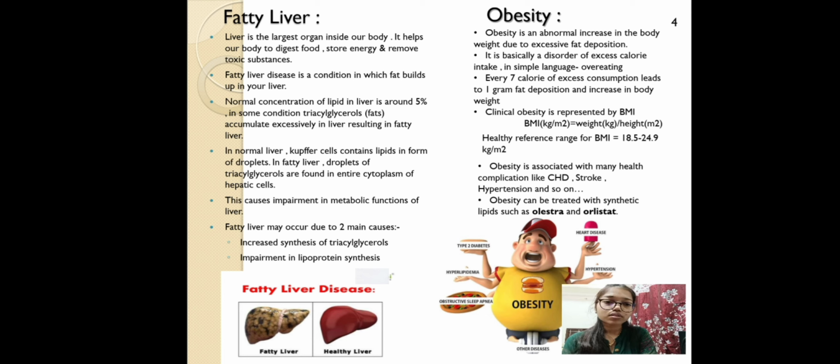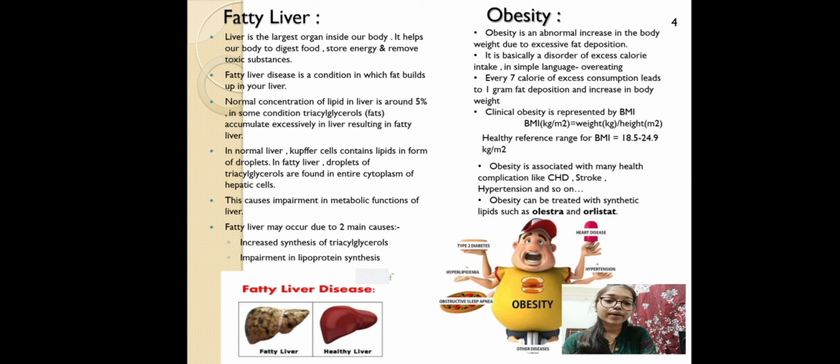The normal concentration of lipid in the liver is around 5%. In some conditions, triacylglycerols accumulate excessively in the liver, resulting in fatty liver. So when triacylglycerols get deposited excessively in our liver, that brings a condition called fatty liver. In a normal liver, Kupffer cells contain lipids in the form of droplets, whereas in fatty liver, droplets of triacylglycerols are found in the entire cytoplasm of the hepatic cells. This causes impairment in metabolic functions of the liver. So, due to this condition, the normal functioning of the liver gets disturbed.